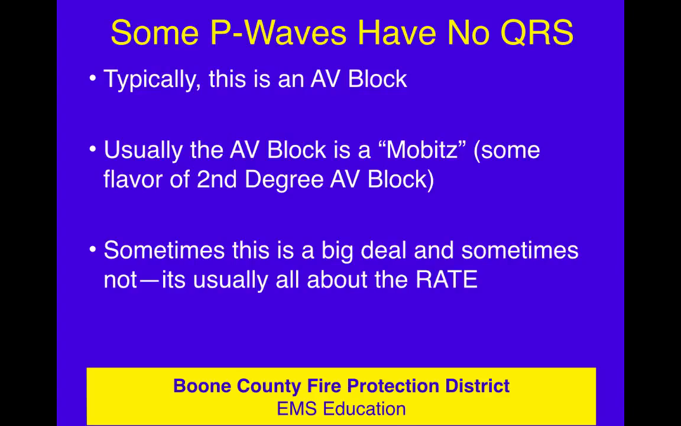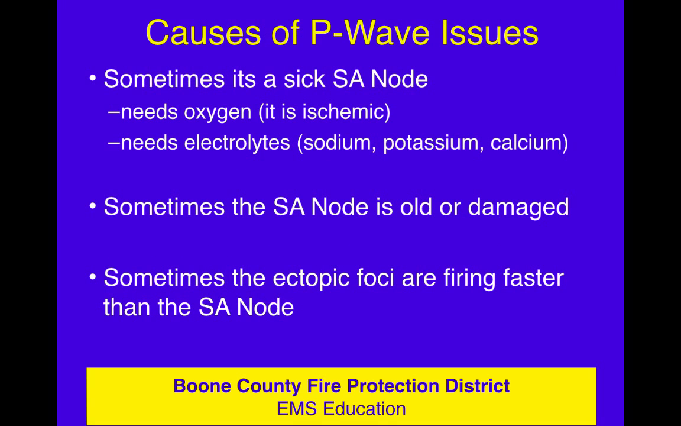We'll spend plenty of time on that later, but just realize that sometimes the AV node doesn't allow all the impulses through that should be getting through, and so we have an AV block. That's a conduction problem, and that might be a big deal, or it might not. Whether or not it's a big deal is all about the rate. It's about how many complexes are being generated, how many P waves are getting through and making a QRS.